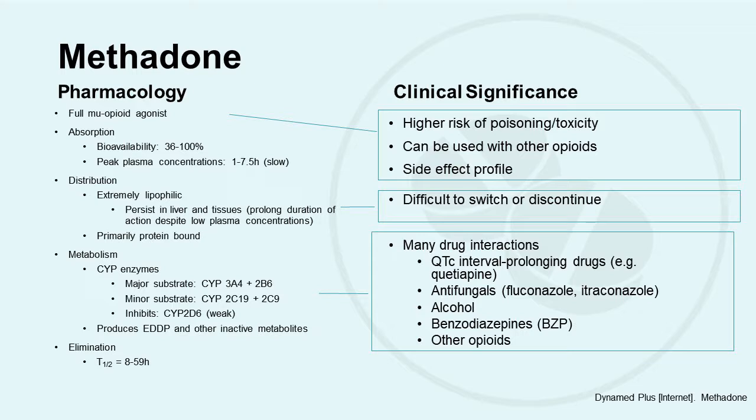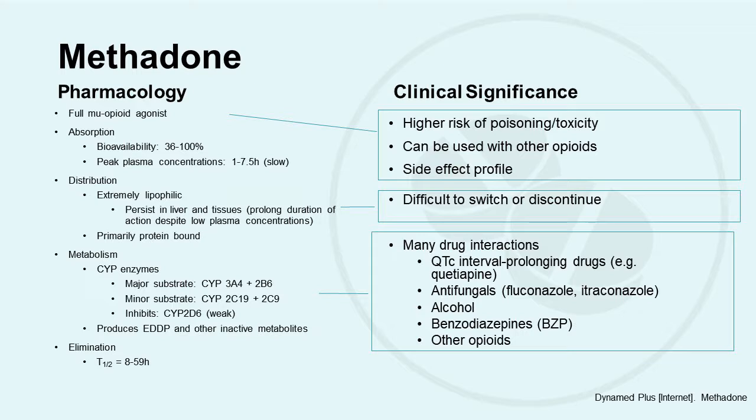It is a full opioid agonist. It's generally well absorbed, but the absorption rate is slow. It's extremely lipophilic. It accumulates in liver and other tissues, and it has a long duration of action despite low plasma concentrations. It is metabolized by cytochrome P450 enzymes, primarily the 3A4 and 2B6 isoforms, to produce EDDP and other inactive metabolites. It has a very long elimination half-life.